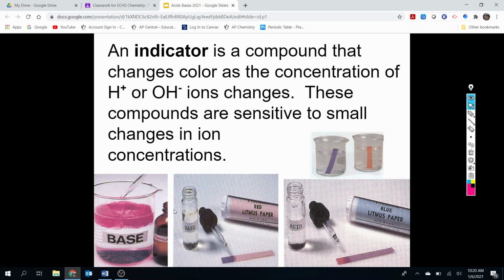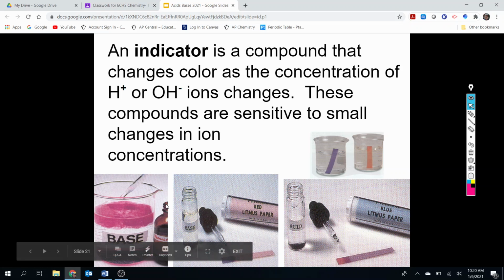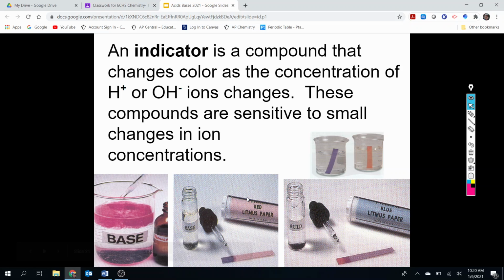An indicator is something that helps us to understand if we're dealing with an acid or a base. It helps us to detect the presence of acids and bases. And what I'm going to focus on, it turns out that these indicators are substances that will change colors in the presence of either H plus or OH minus ions. And so they are sensitive to those ions and will produce a color change.